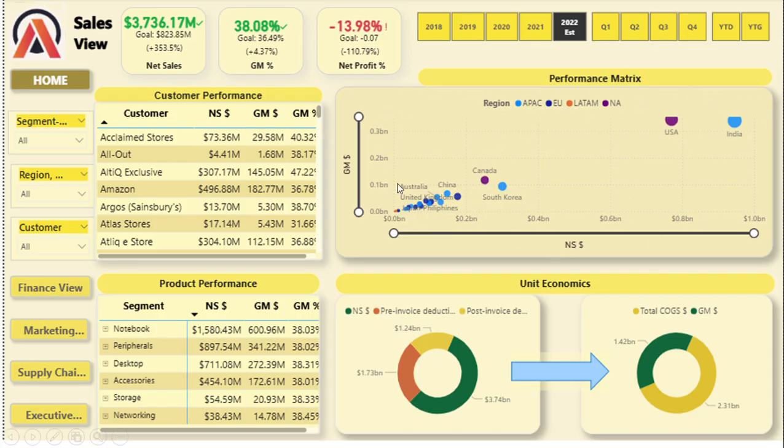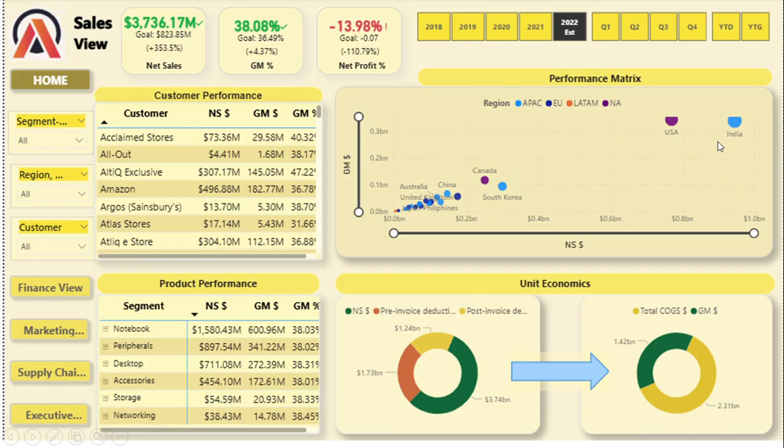Here if I see by markets, India is the biggest market, followed by the US. India's gross margin is good as well as the net sales, and even the US net sales and gross margin are good. Then followed by South Korea, Canada and China. These are emerging markets. And as you see, in the Asia Pacific (APAC) region we have more market.